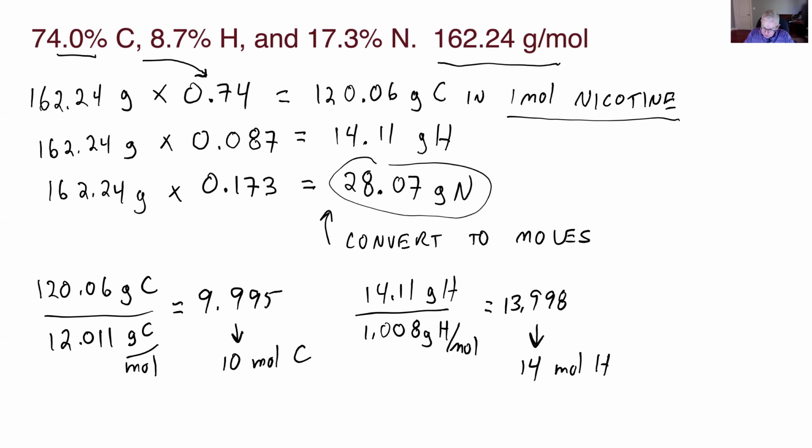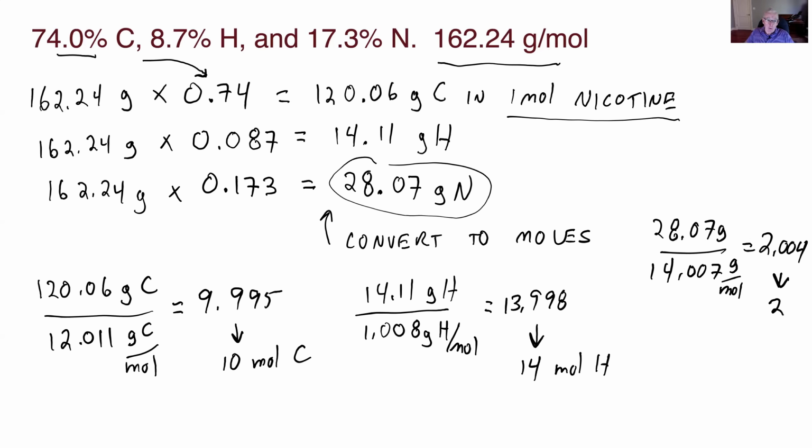And for the nitrogen, I've got this one. So I'm going to take my 28.07 grams and divide that by the nitrogen molar mass, which is 14.007 grams per mole. That gives me 2.004, my notes say, which we're going to call 2.